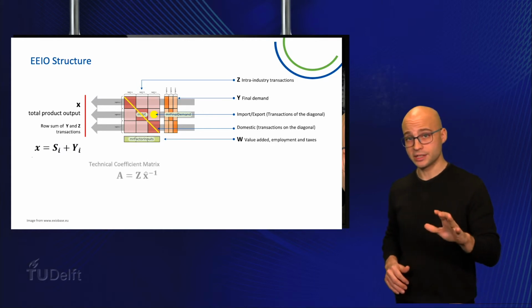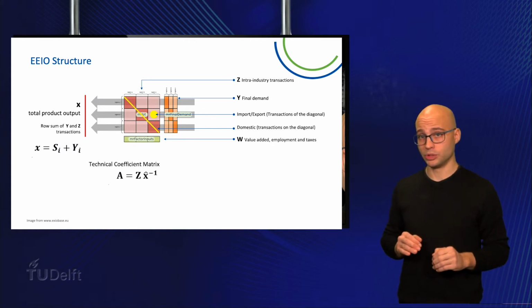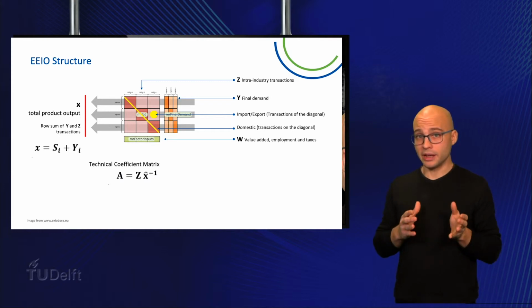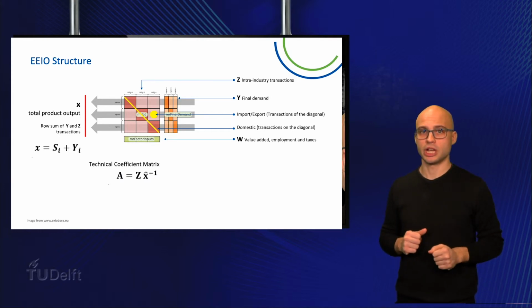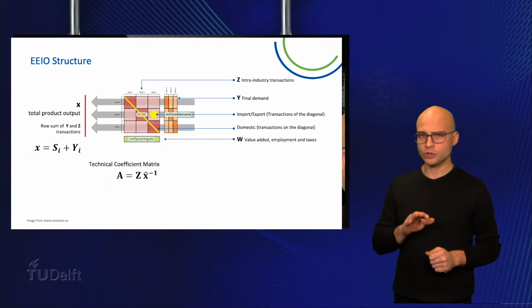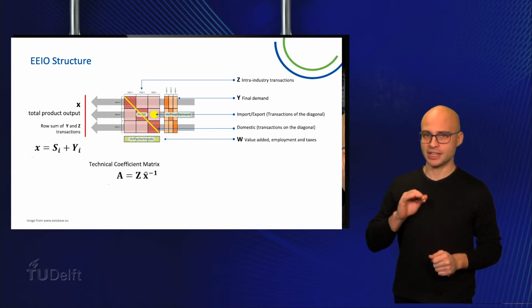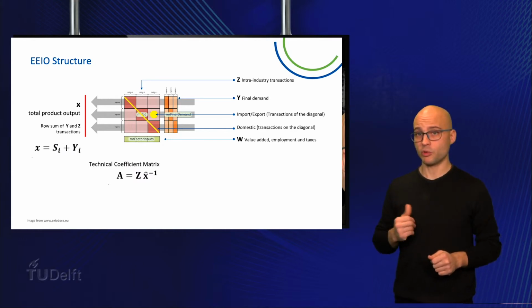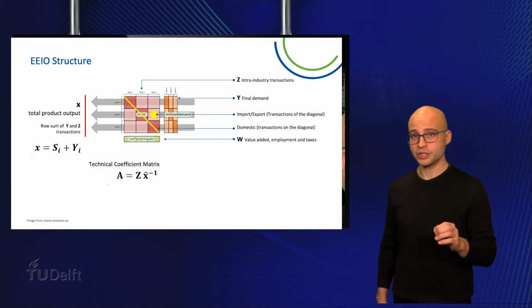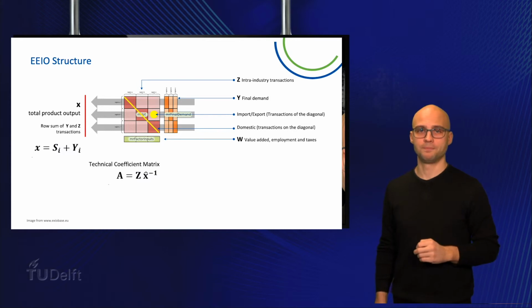We can calculate X, which is the total product output that is obtained by the raw sum of all intermediate transactions and final demand. We also have the technical coefficient matrix A, also known as direct requirement matrix. This matrix tells us the ratio between each transaction and the total product output.